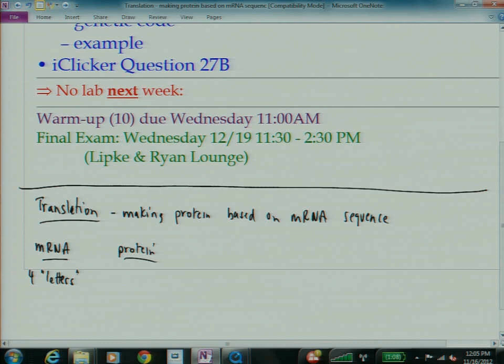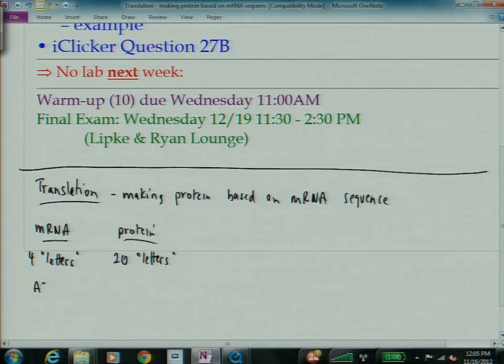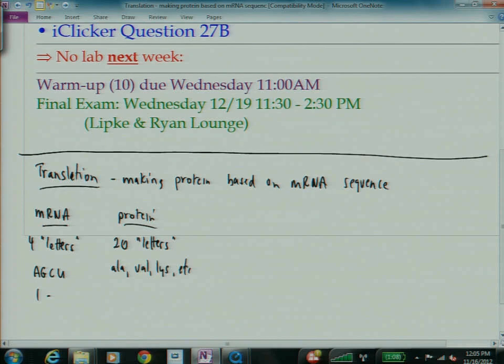There are 20 letters in the protein alphabet. In mRNA, it's A, G, C, and U, and here it's ALA, VAL, LYS, etc. 20 different ones, it turns out. They're 1 strand in RNA and 1 strand in protein. That makes things a little simpler. This goes from 5' to 3', and this goes from amino to carboxyl.